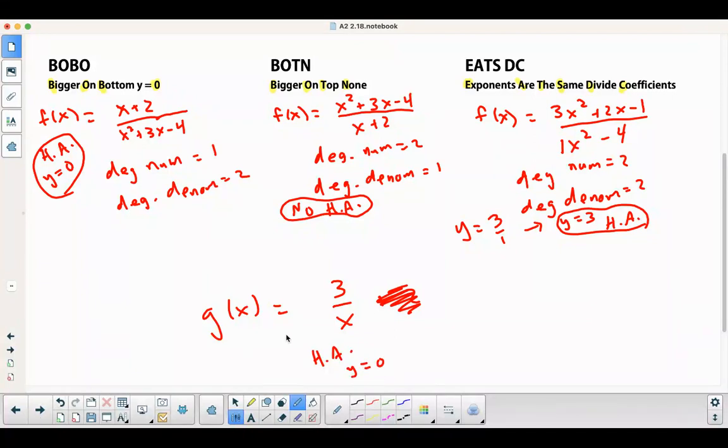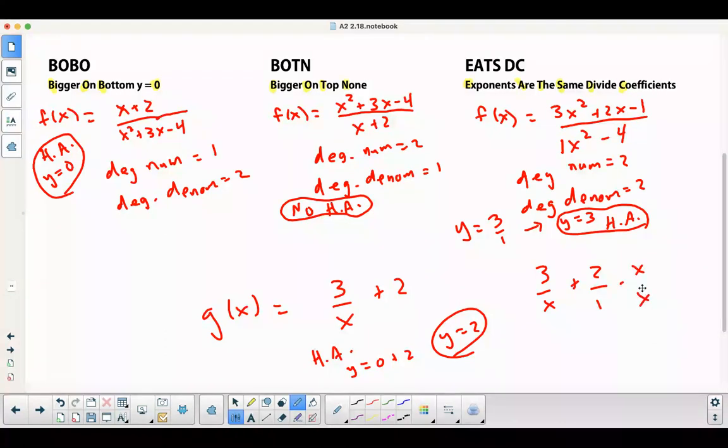But then since I have the plus 2 here, so I'm going to erase this and rewrite it. It's like everything's going to move up 2. So my horizontal asymptote would now be y equals 2. Okay. What you could also do, if that's confusing to you, is this: 3 over x plus 2. If I put this over 1, I would need a common denominator to add fractions, so I'd multiply by x over x. So now I get 3 plus 2x. I'll put the 2x in the front.